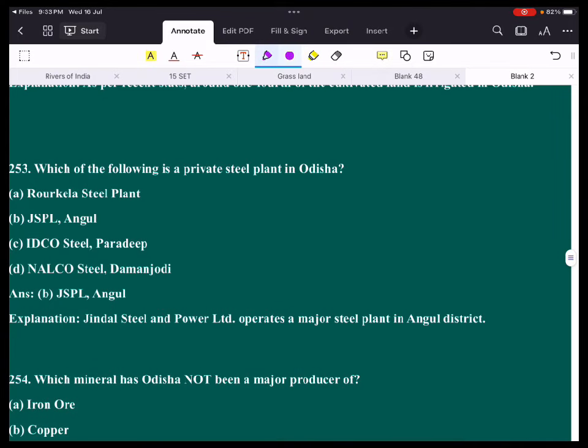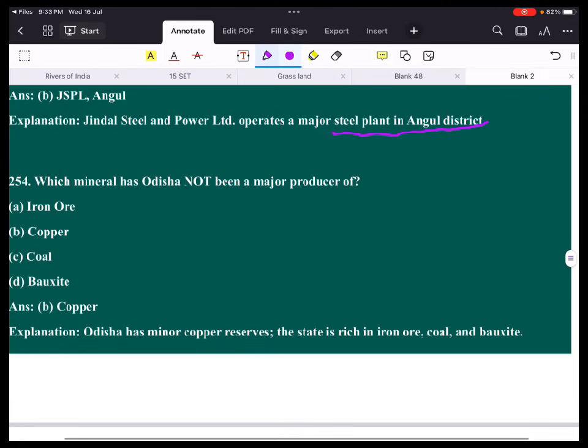Which of the following is a private steel plant in Odisha? That is option B, JSPL, Angul. Jindal Steel and Power Limited operates a major steel plant in Angul district. Private steel plant in Odisha, JSPL, Angul. Which mineral has Odisha not been a major producer of? Copper, option B.